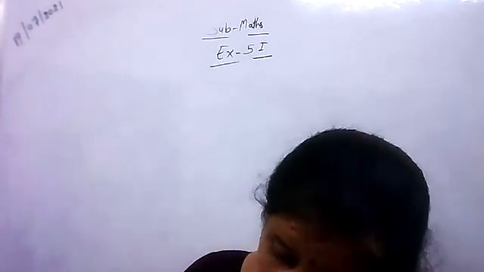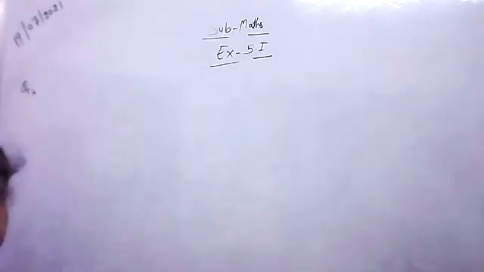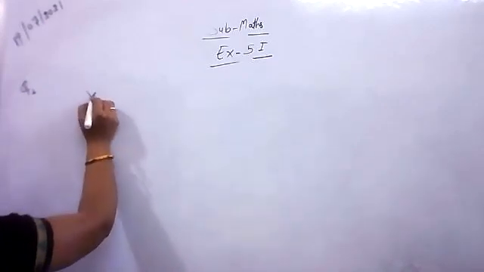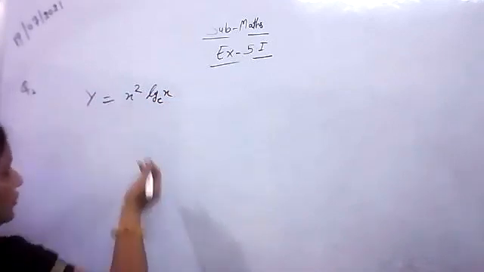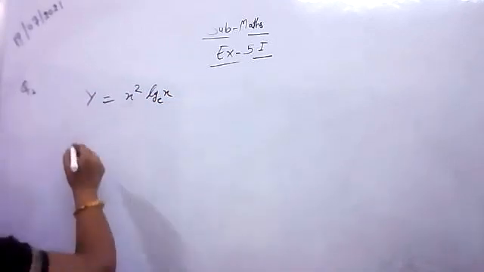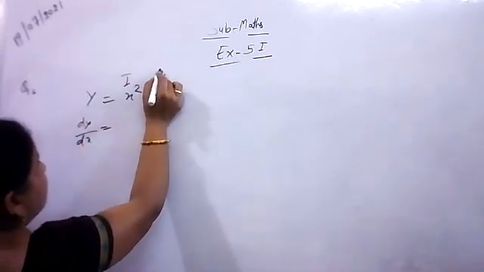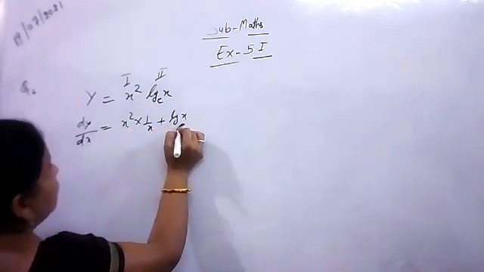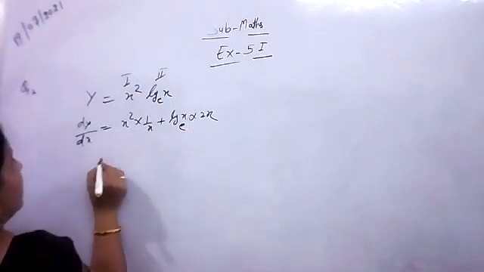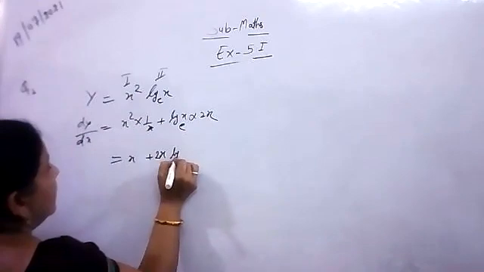Question number 12. Here it is given y equal to x square log x. So here we differentiate and find the value. dy upon dx equals first into differentiation of second plus second into differentiation of first. Now there is a cancel, so x plus 2x log x.